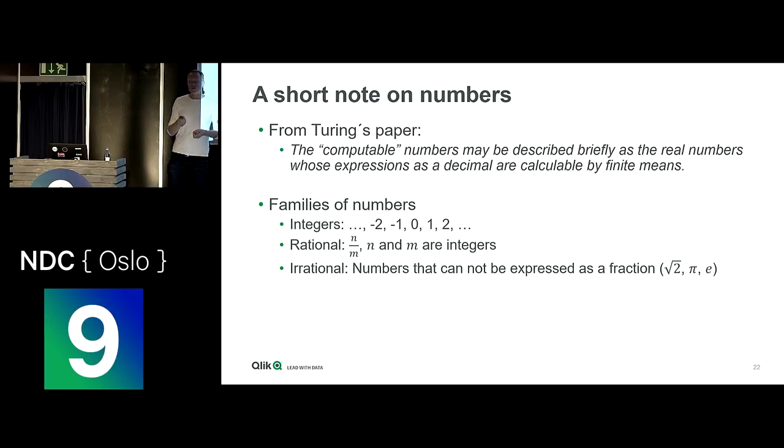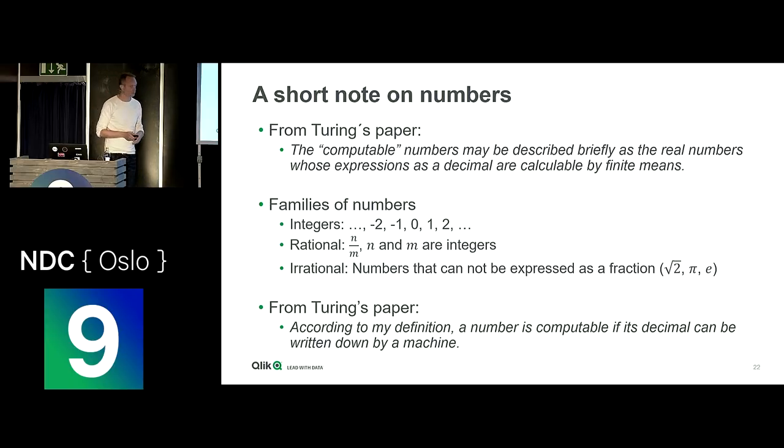Now, Turing introduces a new class of numbers, and these are the computable numbers. He says that, according to my definition, a number is computable if its decimal can be written down by a machine. So if it's possible for a machine to write down those numbers, then that number is computable. But a very interesting part here is that he has shown that the computable numbers are enumerable. The real numbers are not. That must mean that there are real numbers that no machine can ever compute.